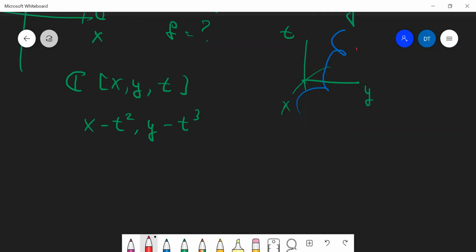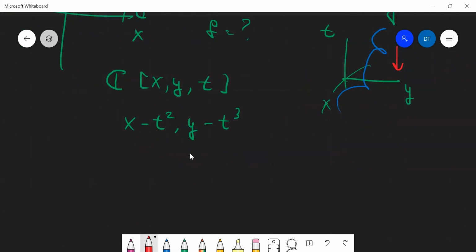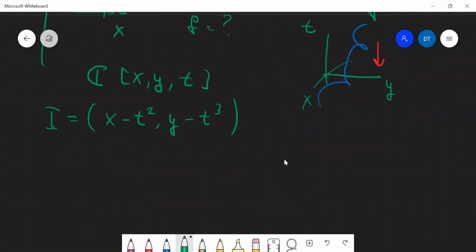We want to project this graph to the plane xy. And this simply means that we want to eliminate the variable t from these expressions. So what we do, we define the ideal with these expressions, defined with this blue curve. And when you project this blue curve here on the plane, this red line corresponds to the intersection of this ideal with the polynomials depending on x and y only.